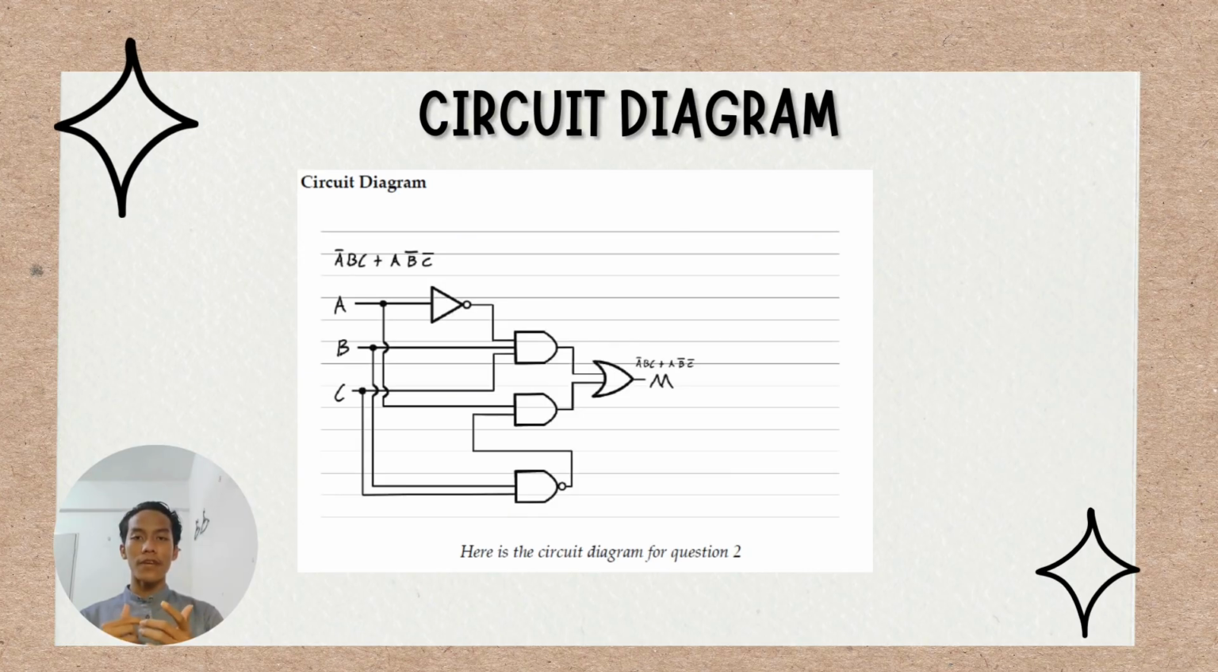Next, these signals are fed into two AND gates. The top gate produces the term A bar B C, while the middle gate generates A, B bar, C bar. Finally, these two terms are combined through a two-input OR gate to produce the final output M.